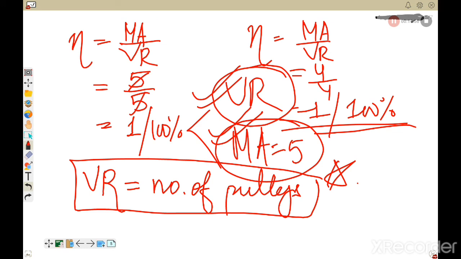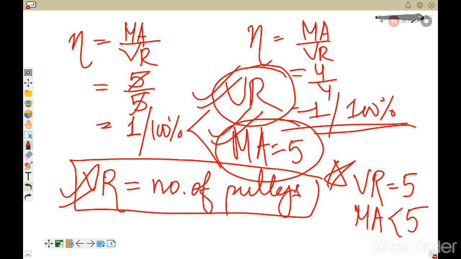All right, but for a given block and tackle system, if the velocity ratio is 5, then its mechanical advantage will always be less than 5, because you cannot have a machine whose mechanical advantage is equal to the velocity ratio. Is that understood? I hope you have understood this.